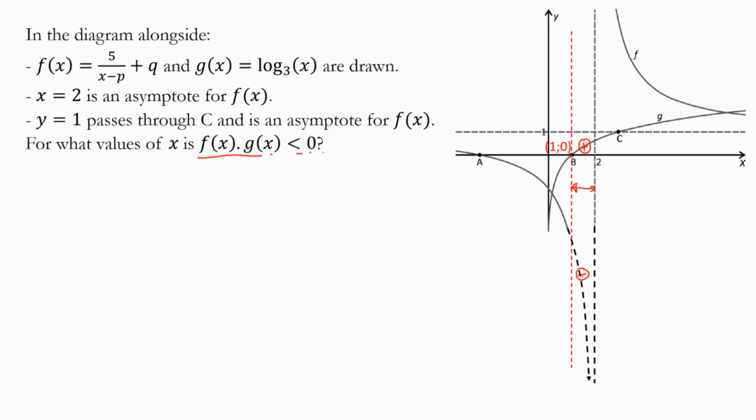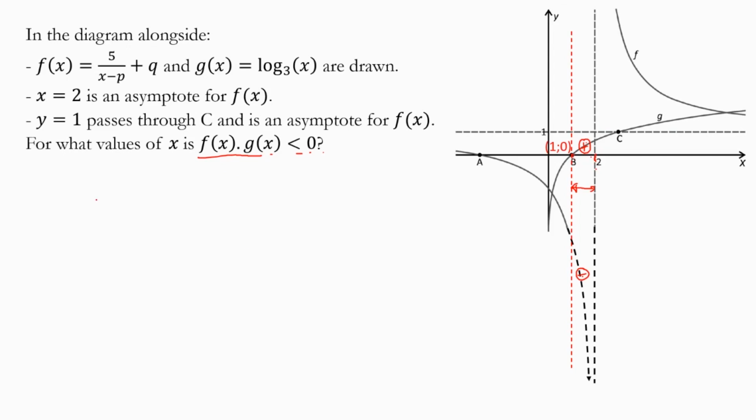We cannot include 1 because we want where it is less than 0. If we include 1, it will give us 0. At 1, g(x) is equal to 0. You see that? So 1 cannot be included. And also we cannot include 2 because 2 is the asymptote. So both 1 and 2 are not included.